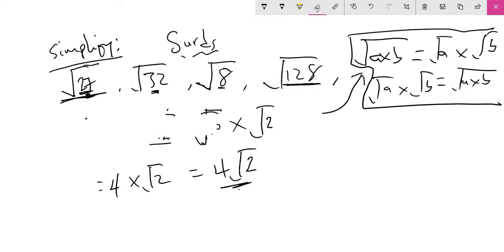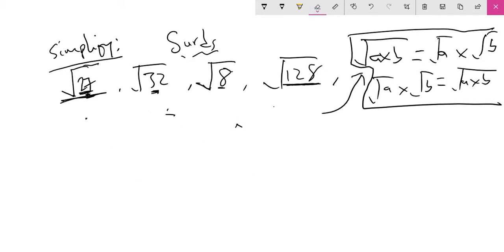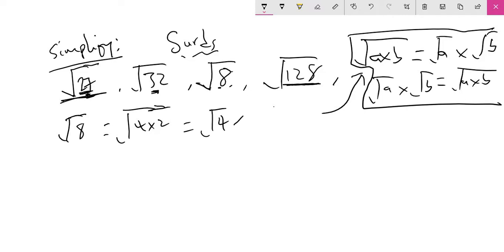Let's do a couple more. Now we have root 8. Again, we divide by 2, and then we find that there's 4 times 2, and 4 is a perfect square. So that's what we use. So we have root of 4 times 2, which gives root 4 times root 2. And root 4 gives 2. So we have 2 times root 2, and this is equal to 2 root 2. Okay.